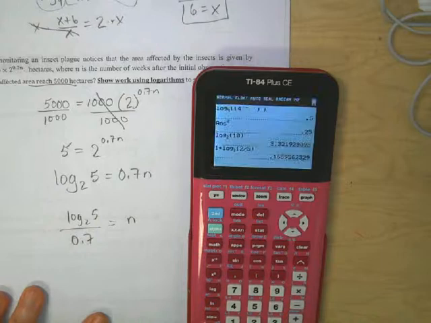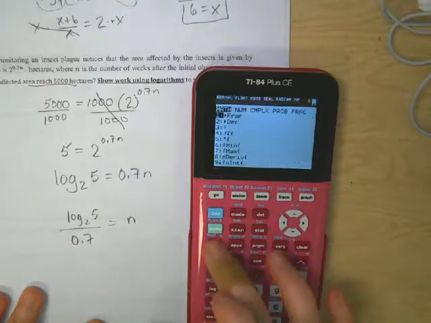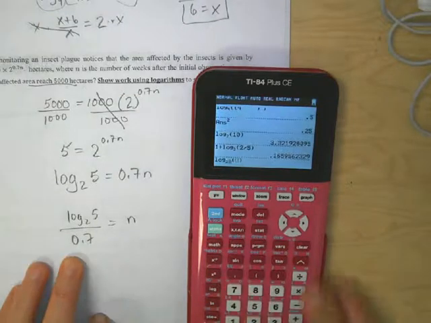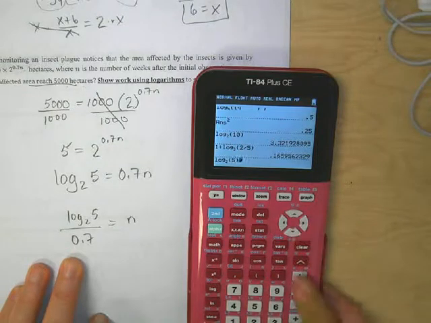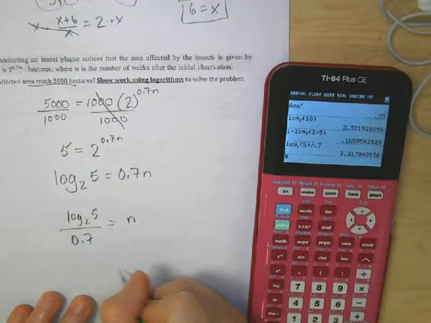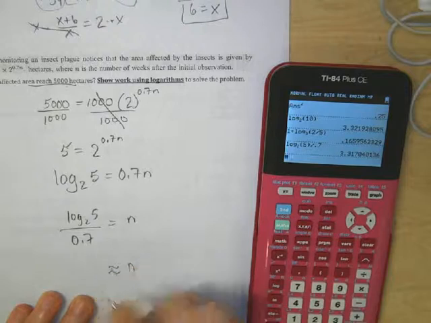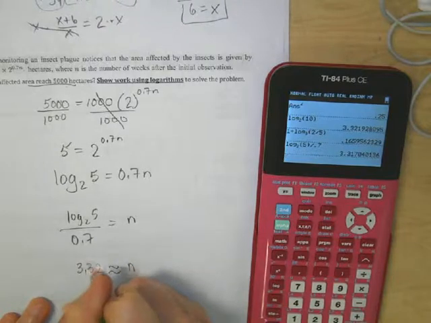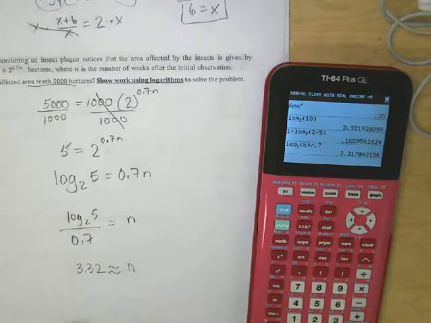So let's go ahead and put that into the calculator. So math alpha math, base 2 and there's 5, and that's divided by 0.7, and I get 3.32. So n is approximately equal to 3.32. Alrighty, I think I finished. Yes, that's the end. Phew.